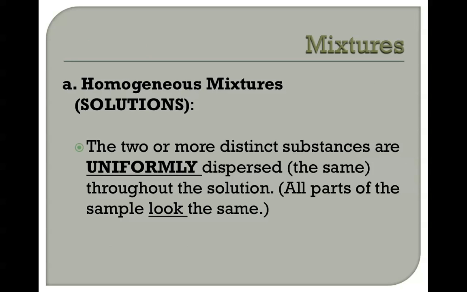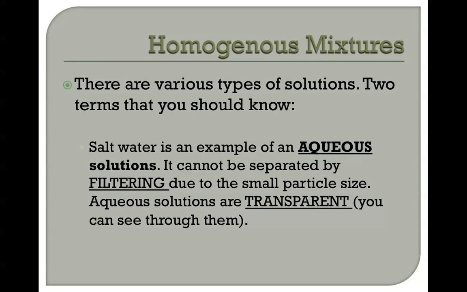This is their big difference. So there's two types. We have a homogeneous mixture, which we also can refer to as a solution. The two or more distinct substances are uniformly dispersed, so this looks the same throughout. All the parts of the sample look the same. There are various types of solutions.